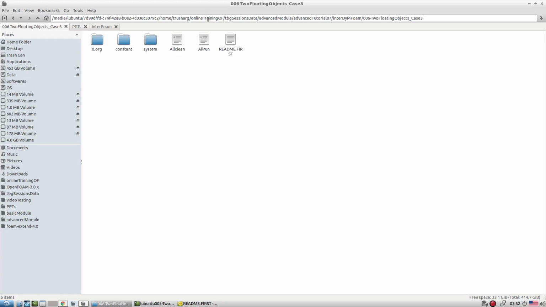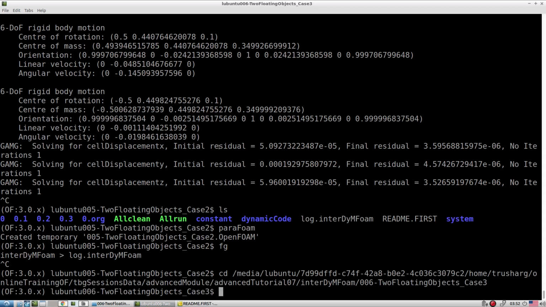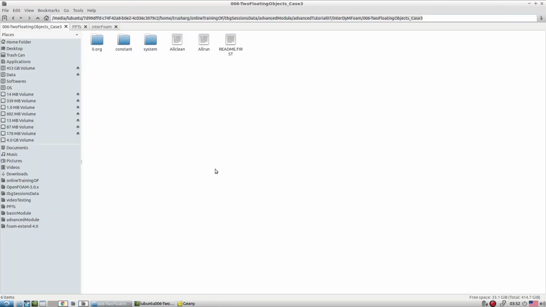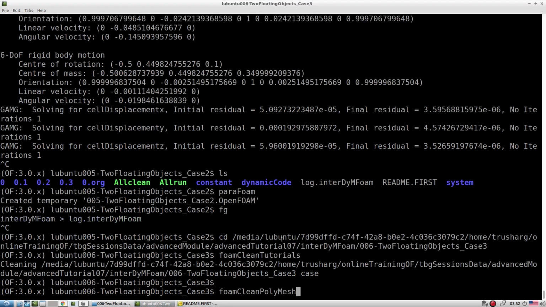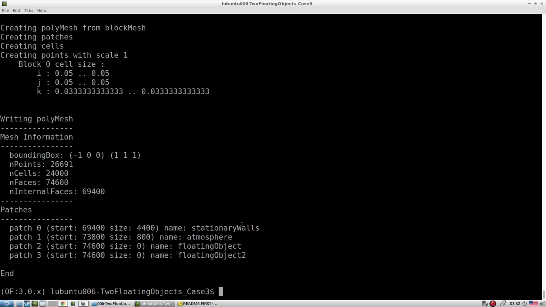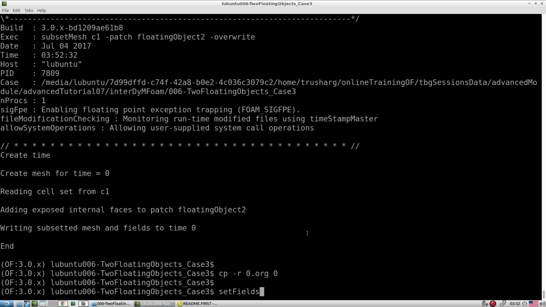In the third one, the concept is more or less the same. We have to construct 2 blocks, but what we try to do here is specify a certain type of motion for one class of the block. So this is case 1, let's say blockMesh, and topoSet 1 2 3 and setFields, up to here we are set.